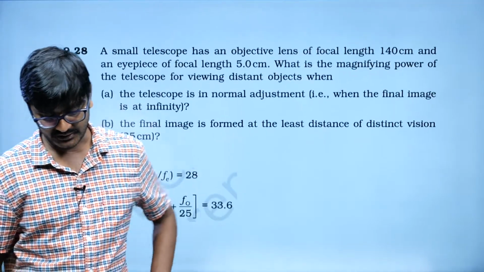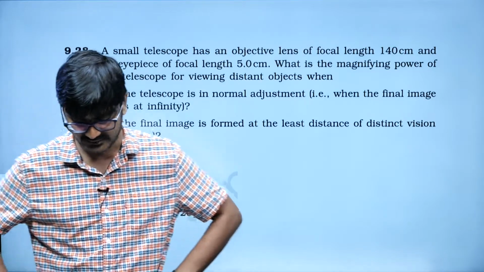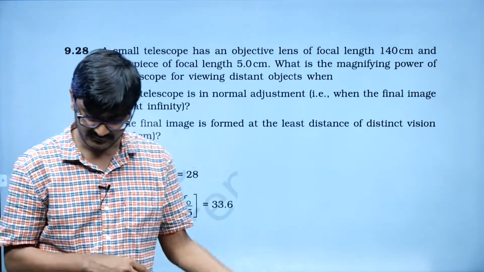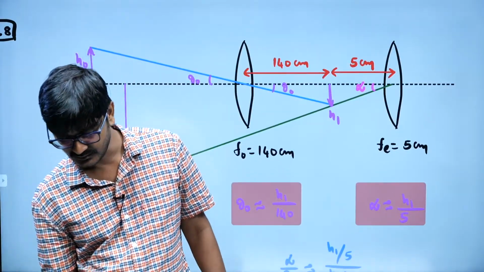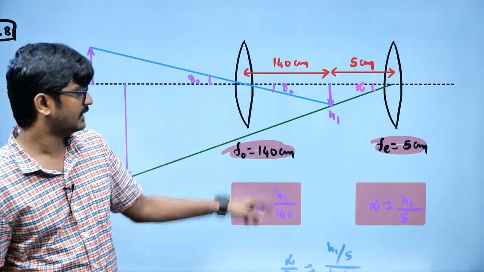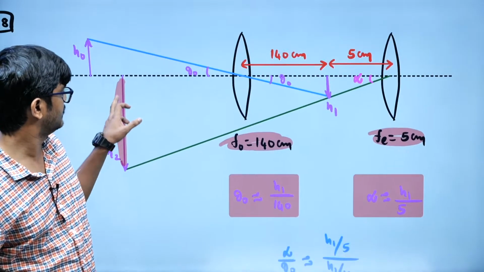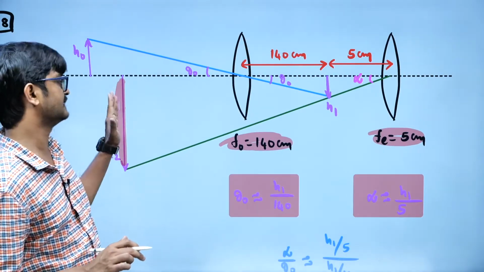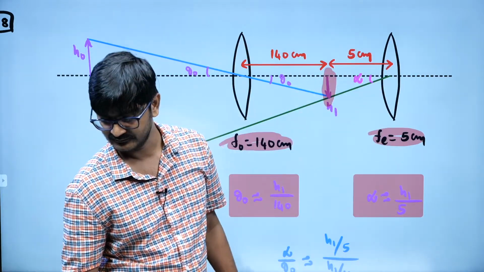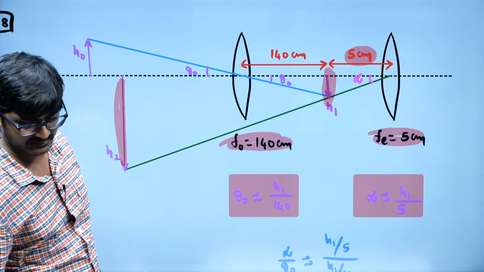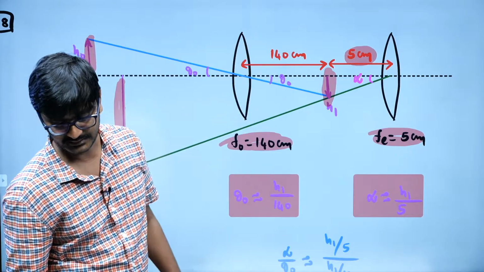Going to the next question: a small telescope has an objective lens of focal length 140 centimeter and an eyepiece of 5 centimeter. What is the magnifying power? Normal adjustment and near point adjustment, both are there, so we'll see both of them. What all things are given? Focal length of the objective is given, eyepiece is given, and we are doing it for normal adjustment. The meaning is the image is forming at a very far distance. If the image is forming at a very far distance, its corresponding object must be in the focal plane, which is 5 centimeter. Now obviously this object is at a very far distance, so its image is going to form in the focal plane of this one, which is 140 centimeter, right?